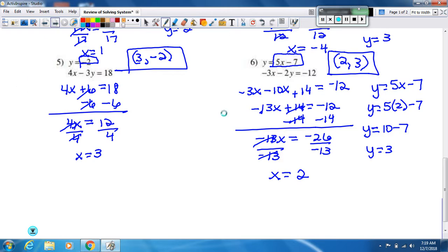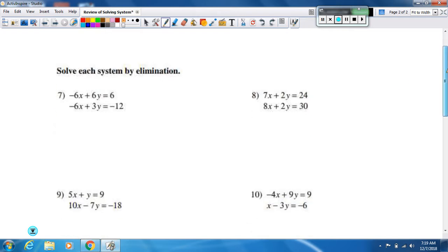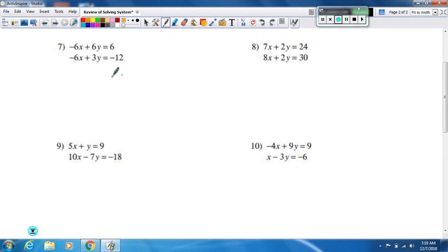Okay, the final method that I want to go over or review is solving each system by elimination. Elimination, you add up and down, kind of like what you did in elementary school. Well, we've got a problem here because you want to eliminate one of your variables, and when you add the x's together, you get negative 12. When you put the y's together, you get a positive 9. So we're not ready yet.